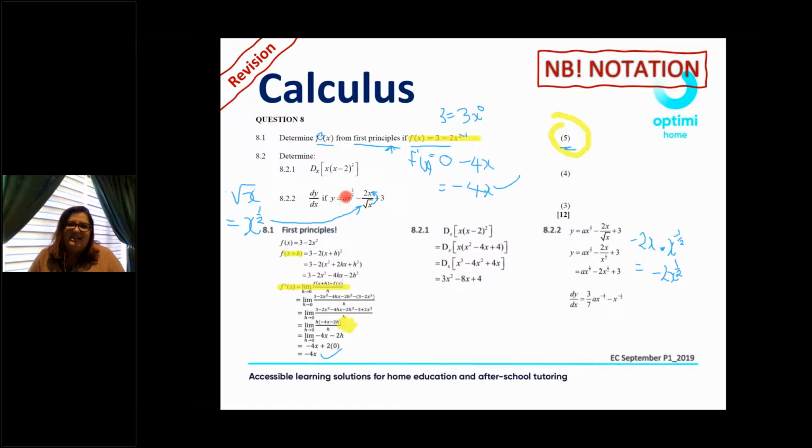So it's like 3 over 7 multiplying with 2. In this case, it will just be 3 over 7 multiplying with a. So I hope this answers your question. That's the only place that I see an ax.